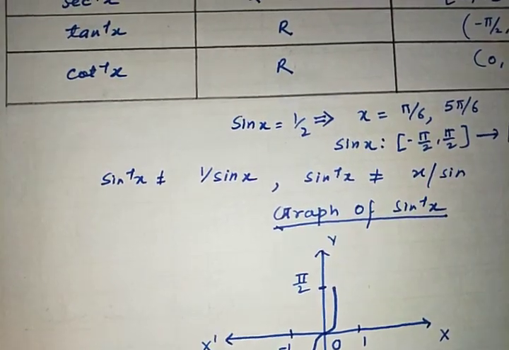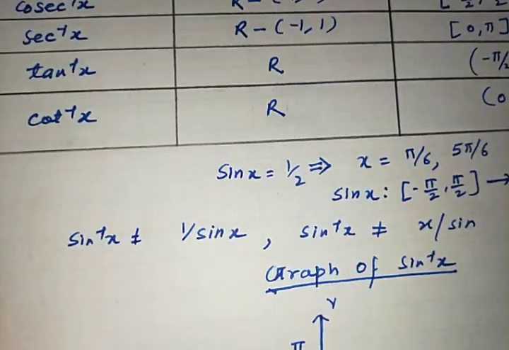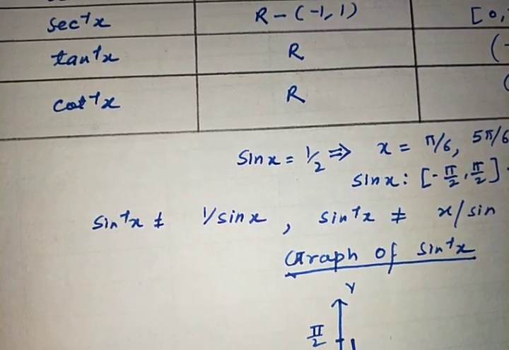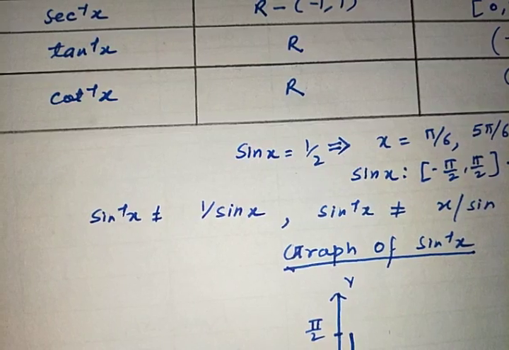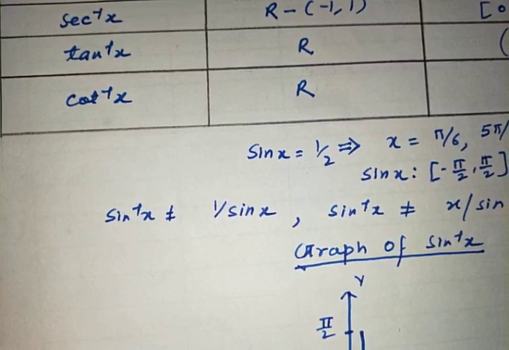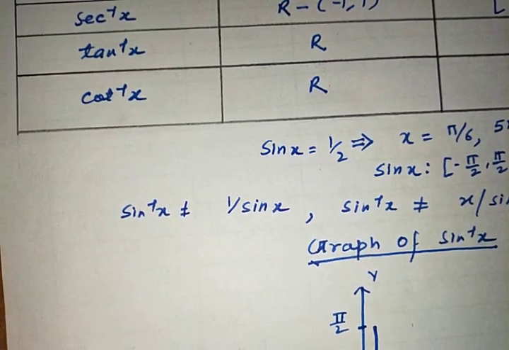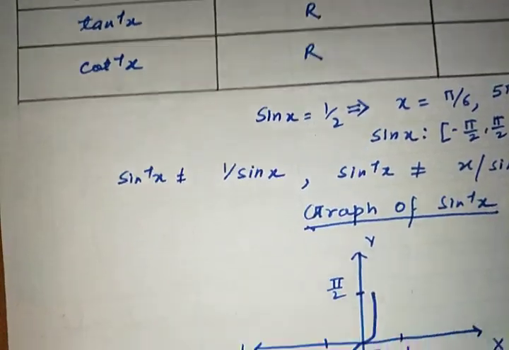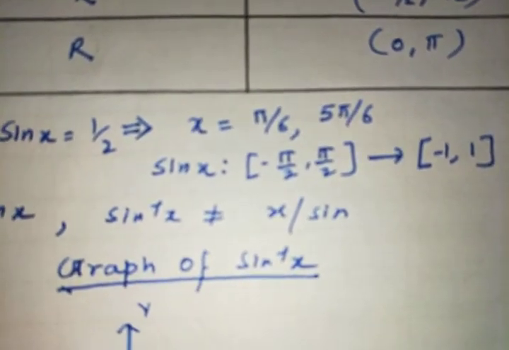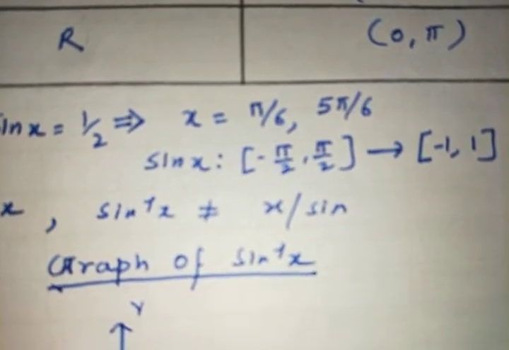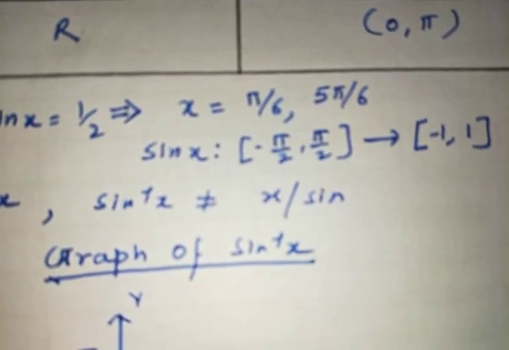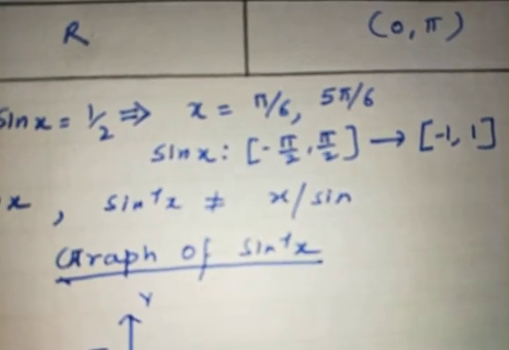So can it be possible? Naturally sin x is not an invertible function, but we can make it so by restricting its domain and range. Now let us consider a function. I am just zooming on that. Sin x such that minus pi by 2 to pi by 2 maps to minus 1 to 1 closed interval. Both are closed intervals.